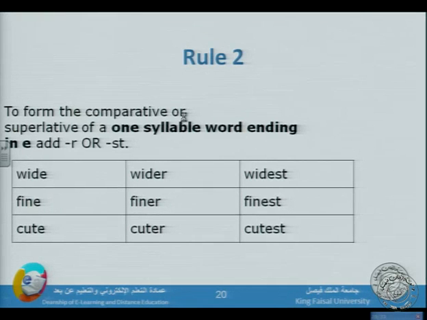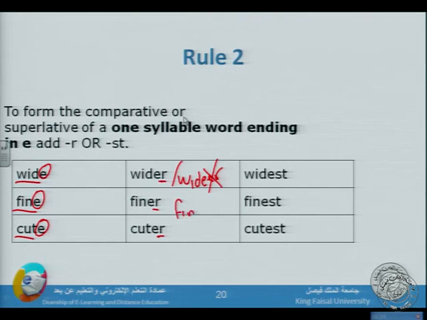Rule number 2. To form the comparative or superlative of one syllable word ending in E, add R or ST. في بعض الكلمات تكون مقطع صوتي واحد تنتهي في حرف E. في هذه الحالة مثل كلمة wide, fine, cute. لاحظوا تنتهي كل واحدة منهم ب E. في هذه الحالة نضيف فقط في حالة ال comparative form we should add R. فأصبحت wide wider. ما حكينا widerer بهذا الشكل، هذا خطأ.